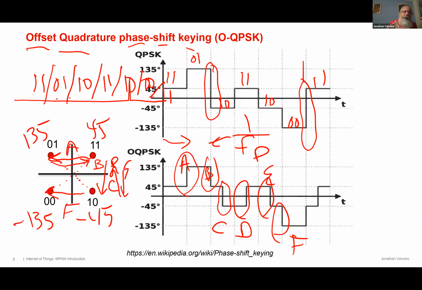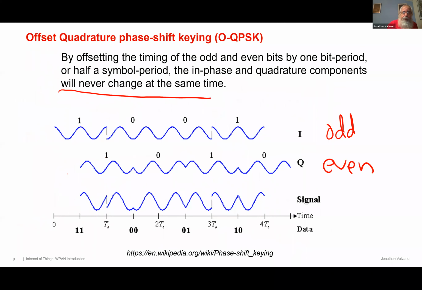And I'm never going from 1-1 to 0-0 or 0-0. My data could have a shift that changes both bits in each frame, but because I've shifted the even bits, the phase never shifts such that it goes through zero. It always goes sort of around the circle, which produces a beautiful output, a much prettier output that is easier to transmit.